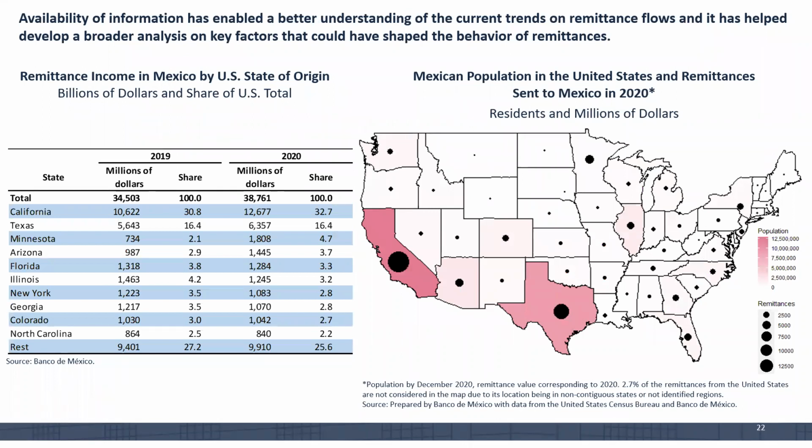For us, availability of information allowed for a better understanding of the current trends on flows, helping develop broader analysis of key drivers. During 2020, around 95% of remittances came from the US, a country where nearly 37 million people identified as Mexican. The most important states in terms of remittances were the same with the highest population of Mexicans, California and Texas. Jointly, these two states accounted for nearly 50% of the remittances coming from the US in 2020.